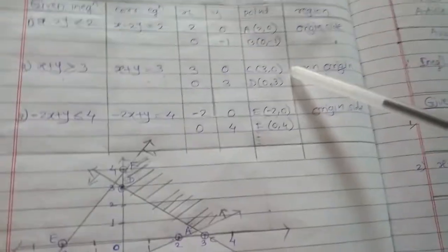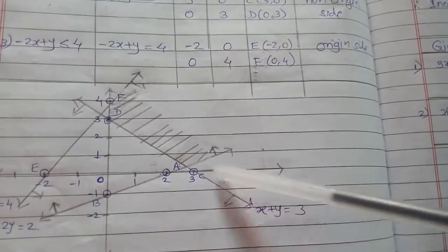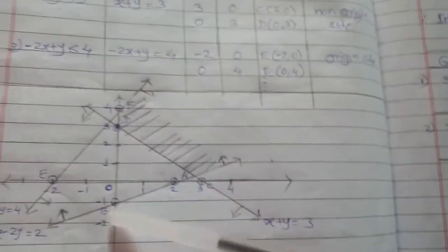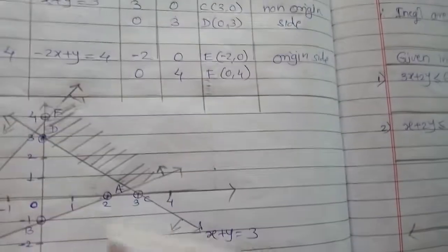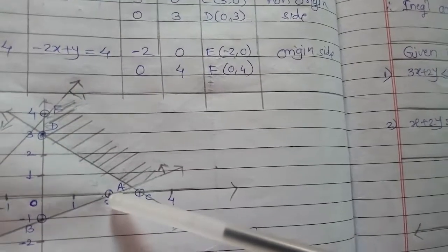Now we are going to plot these 6 points. My first point is 2 and 0. Here 0 1 2 3 4, and here also 1 2 3 4. I plot a point. The first point is A. A has coordinates 2 0. So here 1, 2, my point A is here.